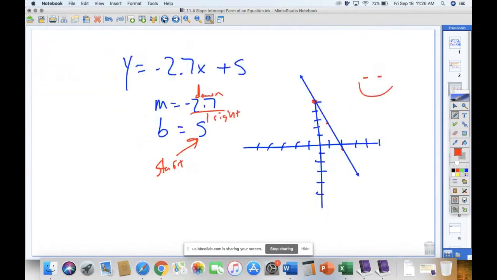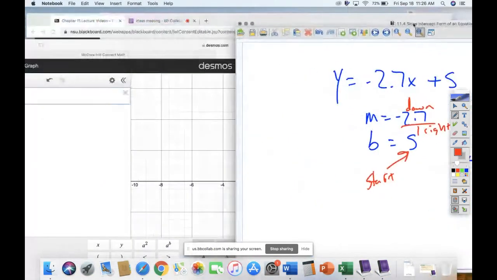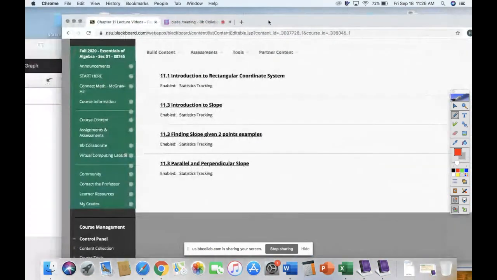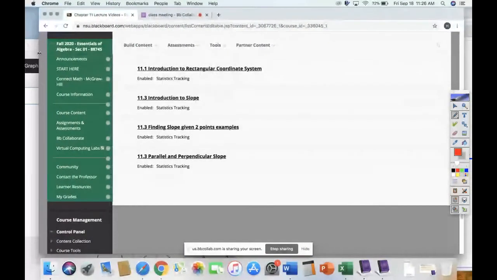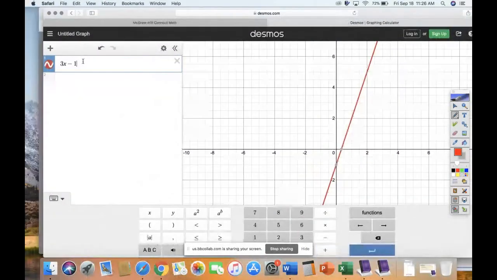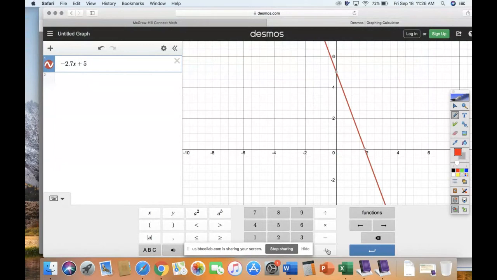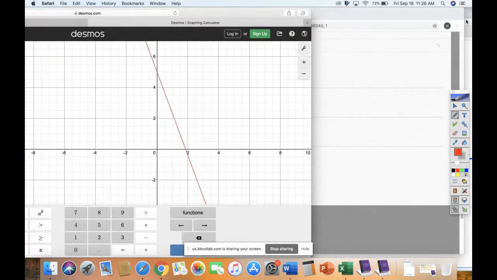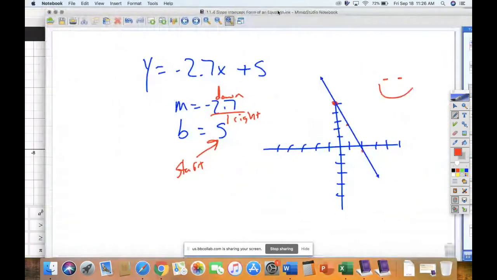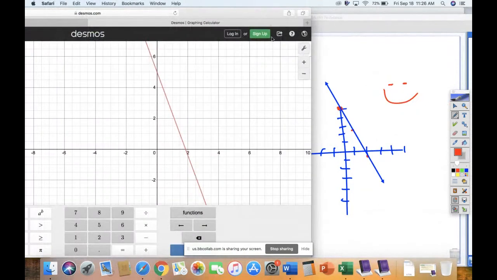All right, let's look at the other one that we did. We did y equals minus 2.7x plus 5. So let's look at that. I've got too many screens going, sorry. Minus 2.7x plus 5. You can use the plus button down here if you'd like. Hit return, and there it is. Does that look like what we graphed? Yeah, it looks a lot like what we graphed.